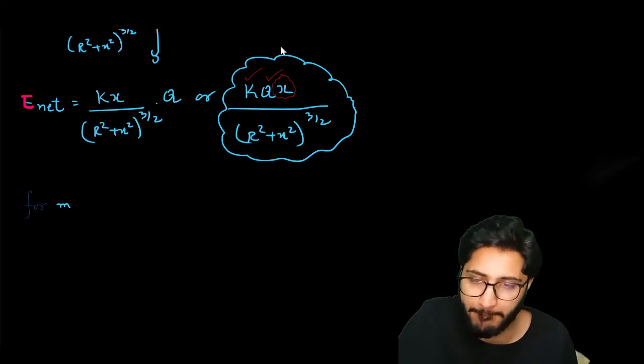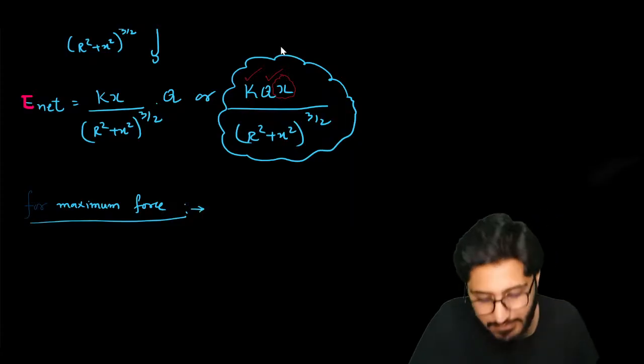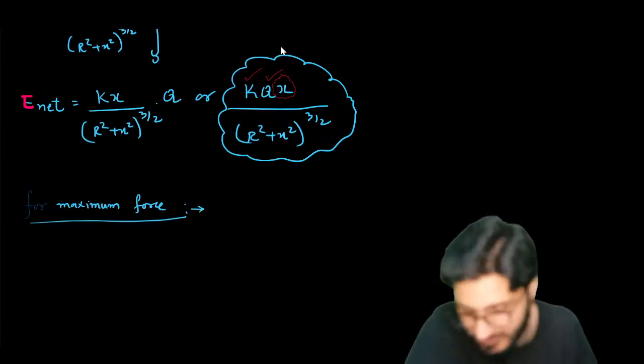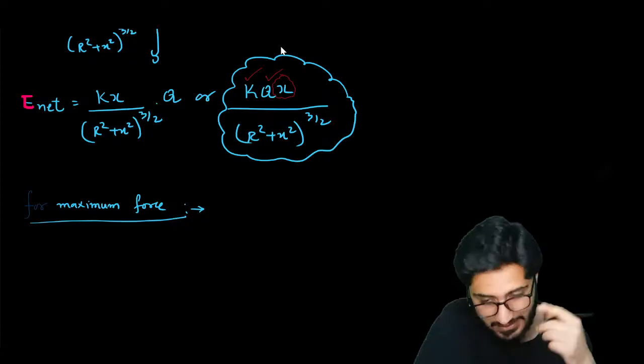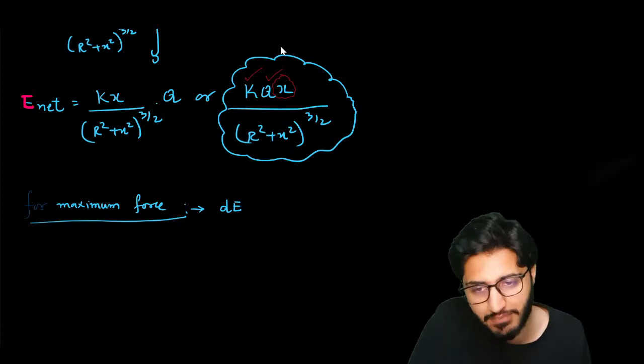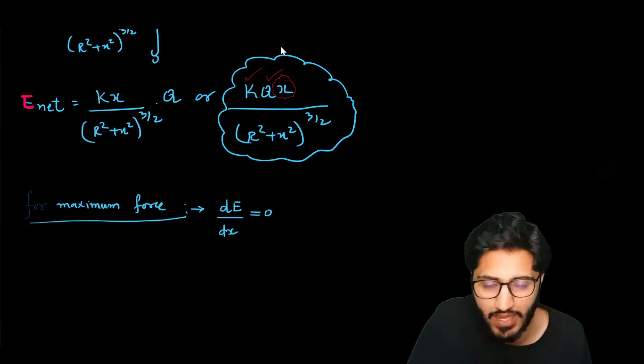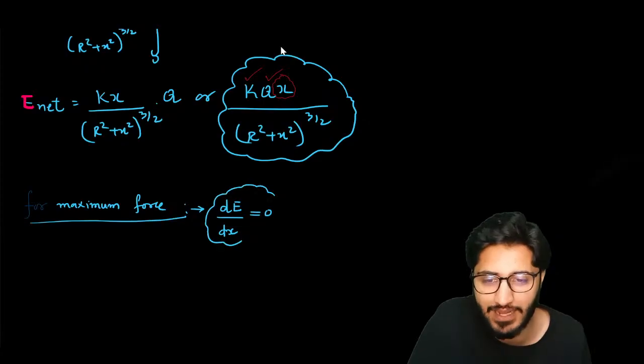I will write for maximum force. For maximum force, you need to revise the concept of maxima and minima from your 11th. That means to get my maxima, I need to differentiate my electric field with respect to x. Then I will put it as 0. So I will get my value of maxima.